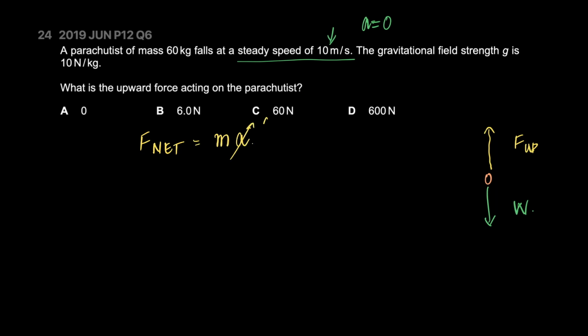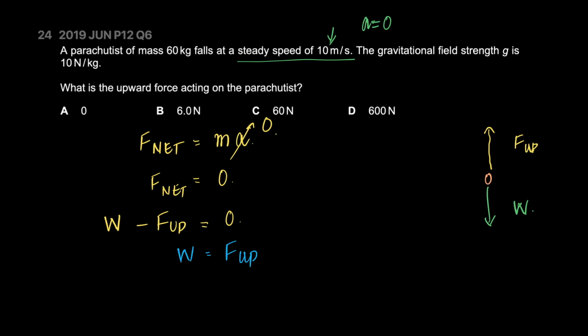There is no acceleration. So F net is 0, right? And what's causing F net? Well, it's the difference between weight minus the upward force. If this is 0, then weight has to be equal to F up, the upward force. So these are two equal forces. Hence, it's not accelerating, it's just moving down at a steady speed. So these have to be equal.